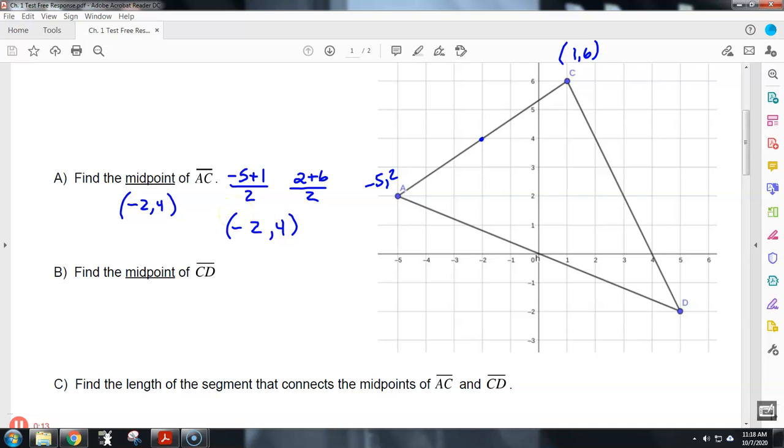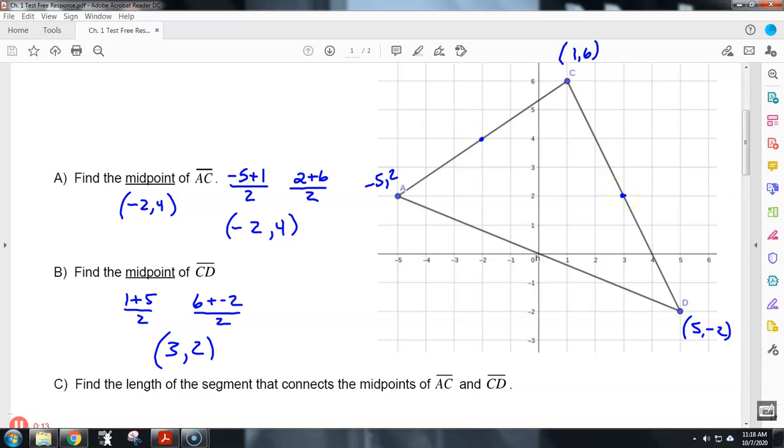So either way. Midpoint of CD. So D is down here at 5, -2. So I'm going to average the x's and y's. If I average the x's, 1 plus 5 divided by 2 will give me 3. If I average the y's, 6 plus a -2 chopped in half is 2. I verify it visually, and yep, that looks pretty good.